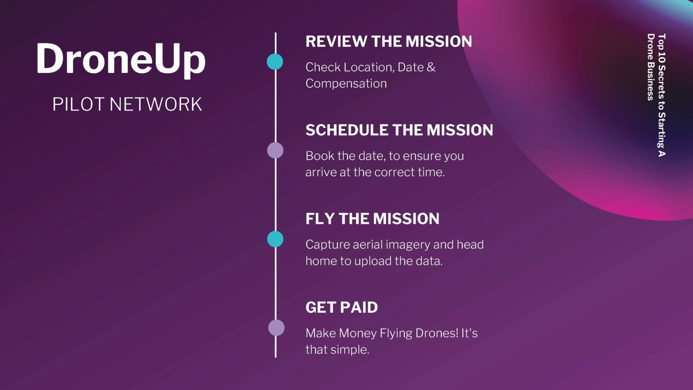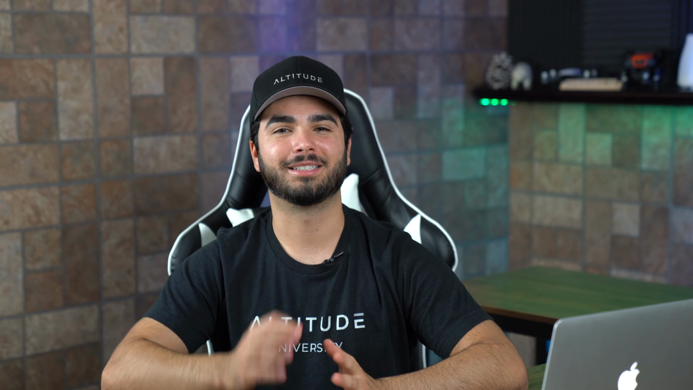Then next, number 2, you're going to schedule the mission and book the date to ensure you'll be there at the correct time. Number 3, you'll fly the mission, capture the aerial imagery, and then head back home, upload the images to the pilot dashboard, and then the Pilot Network will actually review your work and then take care of any final editing. Lastly, you get paid. It's that simple. Once you've signed up, they will require you to provide your Part 107 drone pilot license number. And then you'll fill out a short questionnaire to complete your pilot profile, and from there, the sky's the limit.